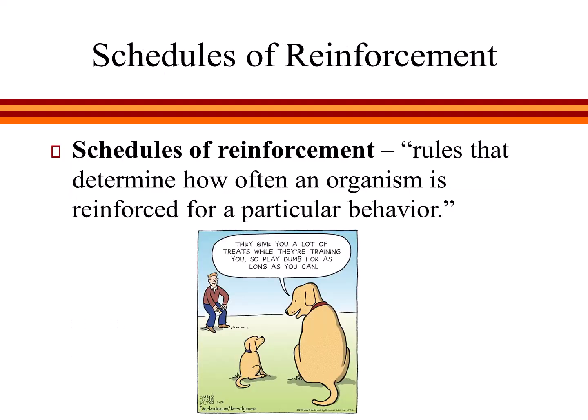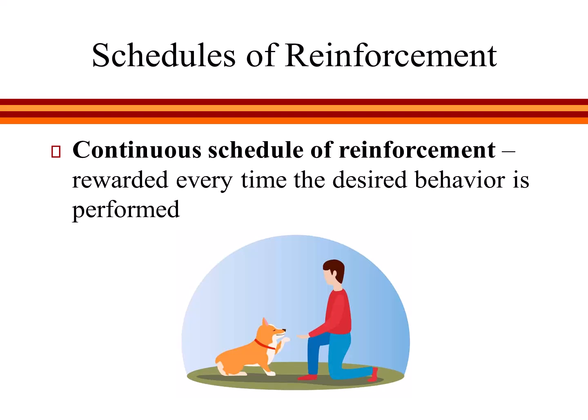When reinforcing a desired behavior, we can also think about how often a reward is given. This is the idea behind schedules of reinforcement. Often, when we want to reward or reinforce a particular behavior over time, we don't just reward it once and then stop. Rather, we continue to reinforce that behavior again and again. In some cases, we might want to reinforce a desired behavior every single time that it's performed. This is called a continuous schedule of reinforcement.